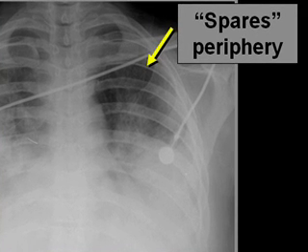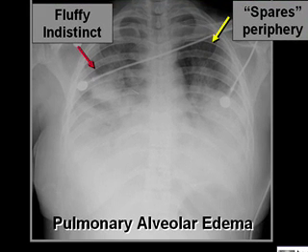There is a tendency for pulmonary edema, especially as it relates to congestive heart failure, to spare the outermost portion of the lung, though this is not always true. So this is an example of pulmonary alveolar edema.